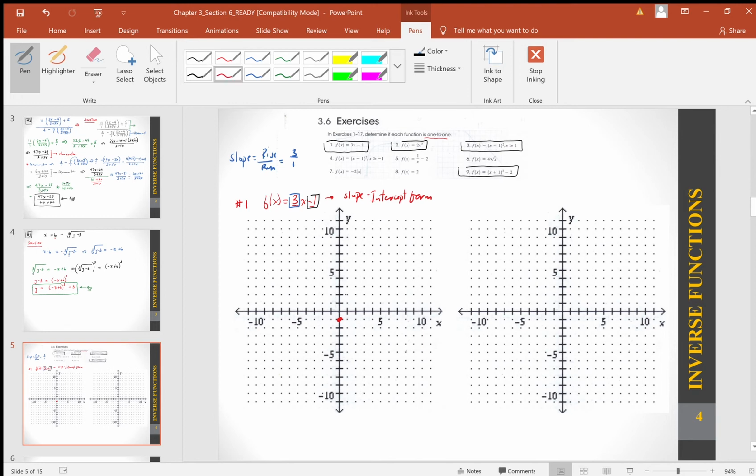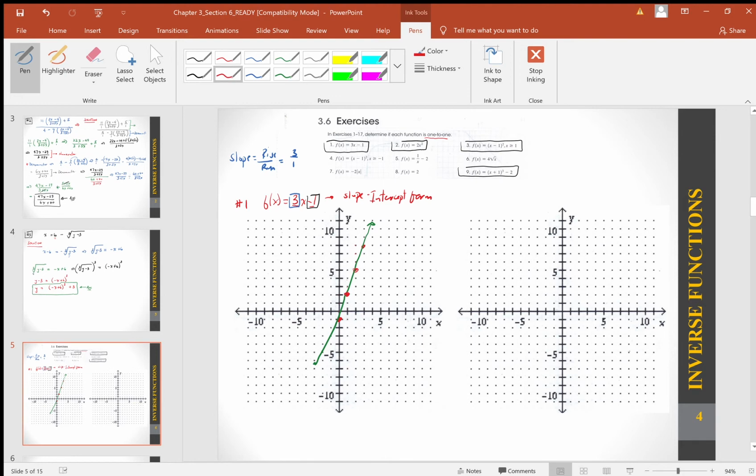Again, 1, 2, 3 over 1. And then you can draw your line like this. So that's your 3x minus 1.